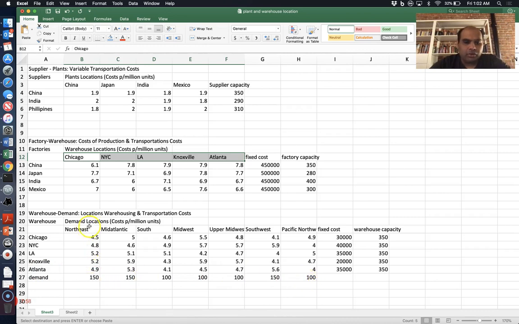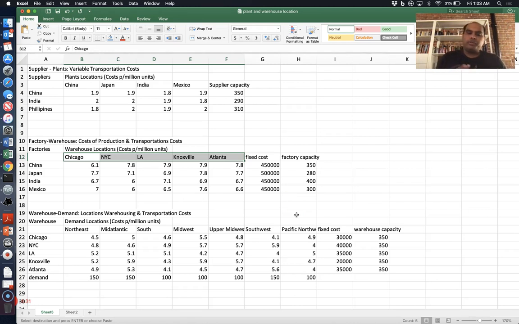So the demand for the 7 regions within the United States, you have Northeast, Mid-Atlantic, South, the Midwest, Upper Midwest, Southwest, and Pacific Northwest. These are the regions that we have in the United States, and these are the warehouse and transportation costs from warehouse locations to the demand locations. So we have the 3 stages of the supply chain. We have all the relevant data. So let's actually set this model up.